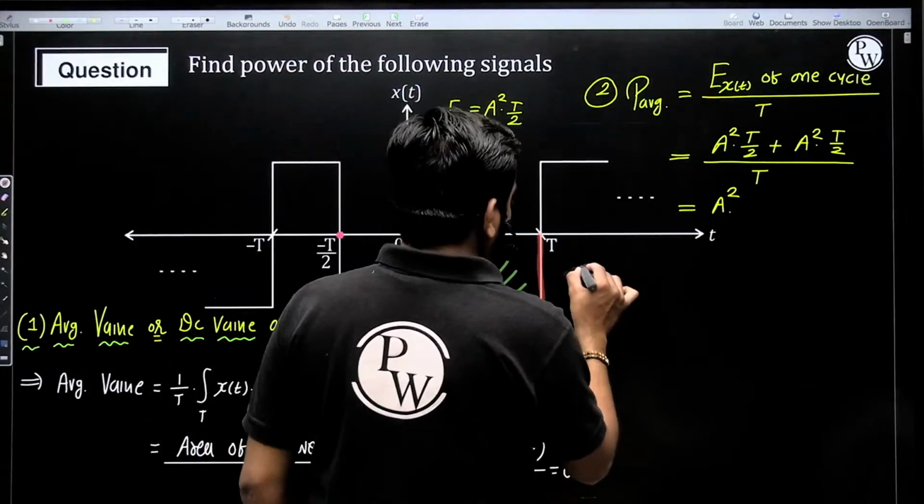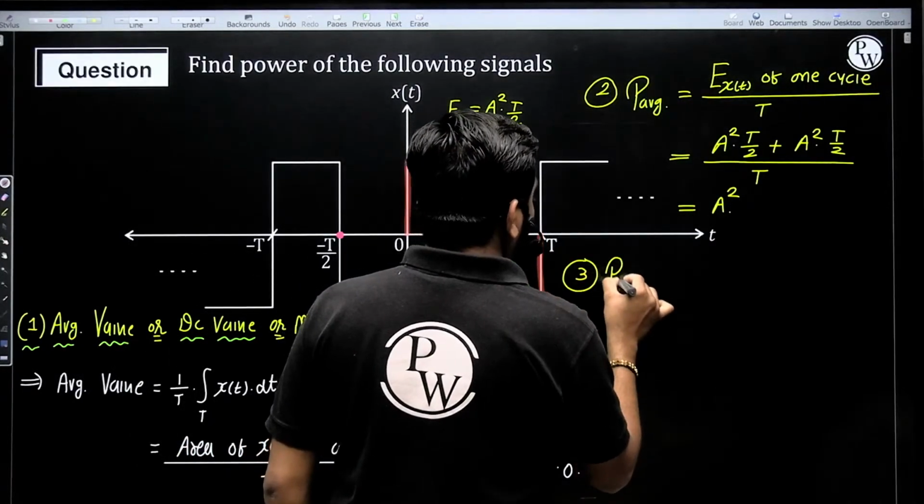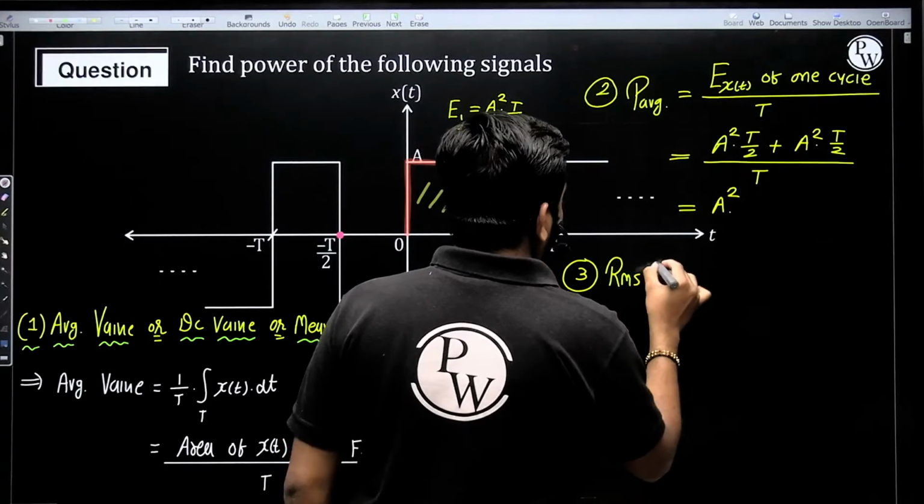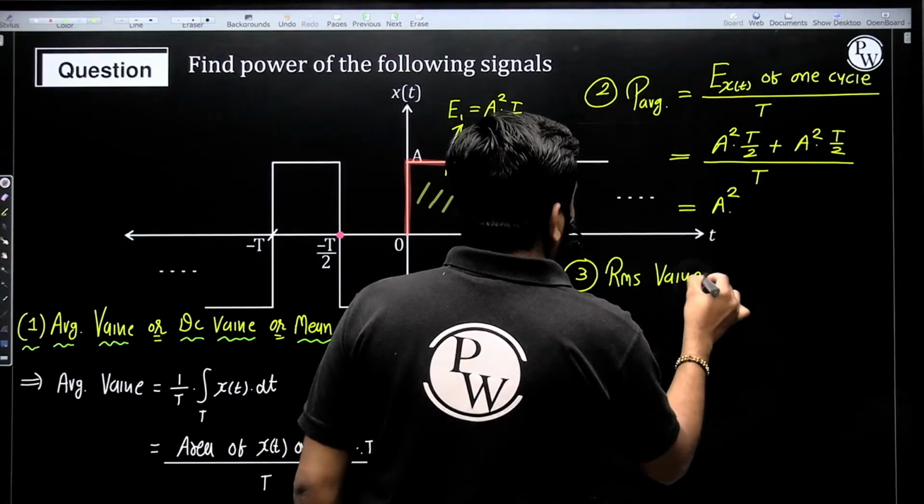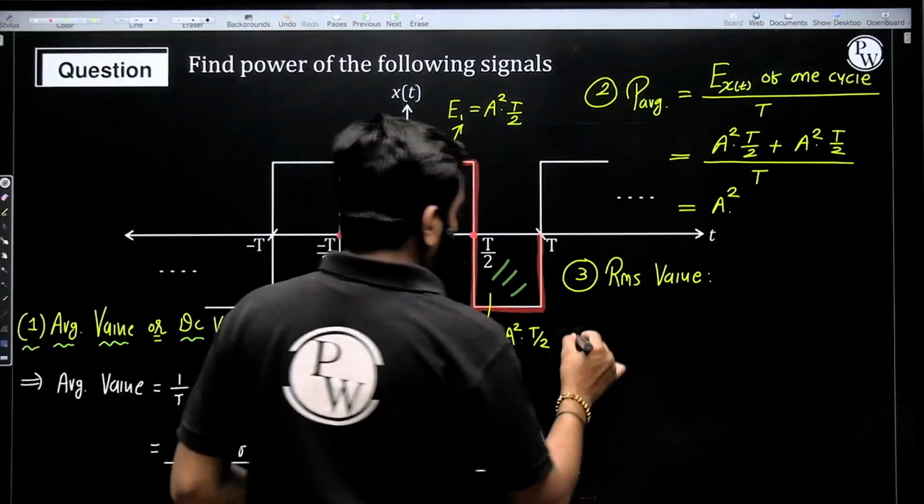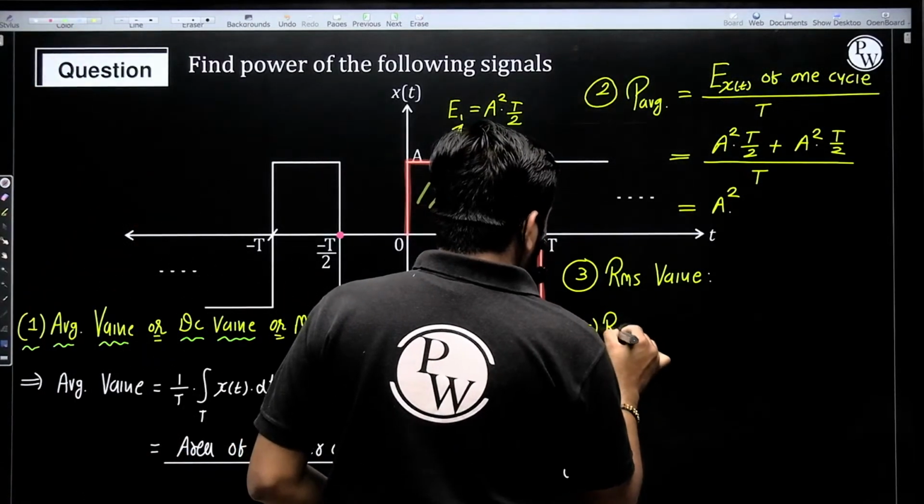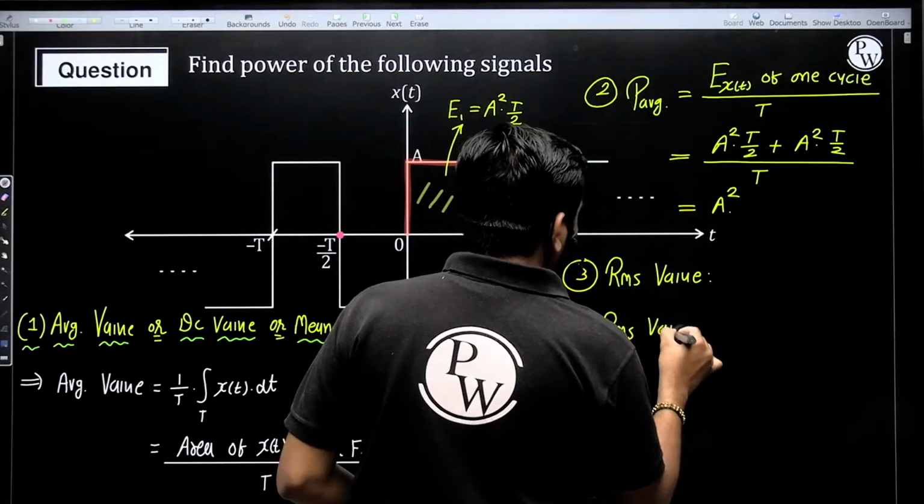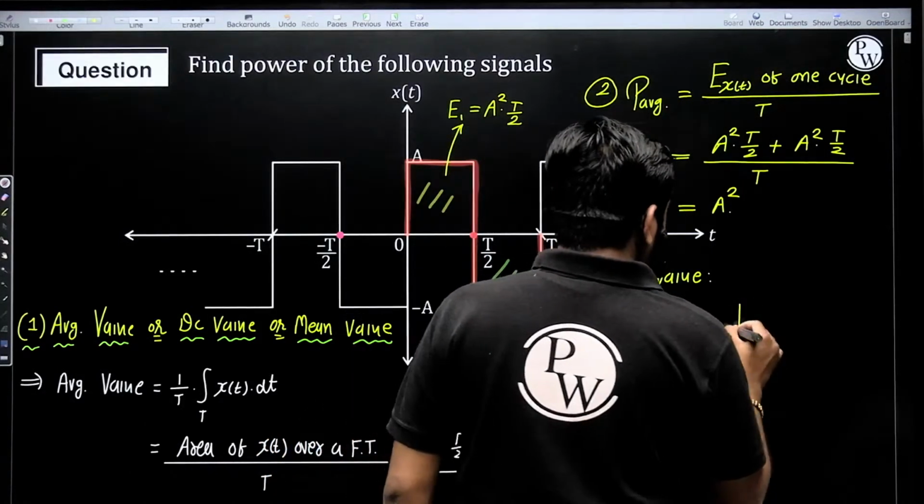And if you want to calculate the RMS value, then what will be the RMS value? The RMS value is nothing but the square root of the average power.